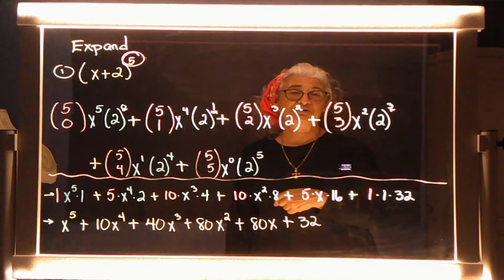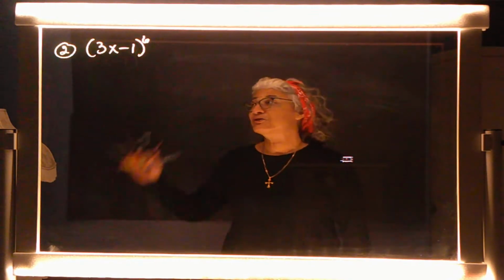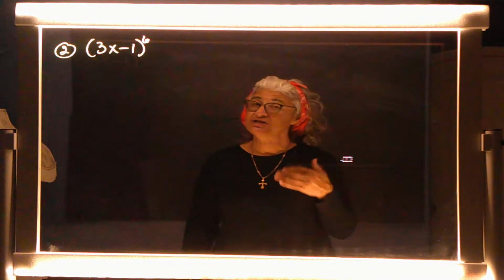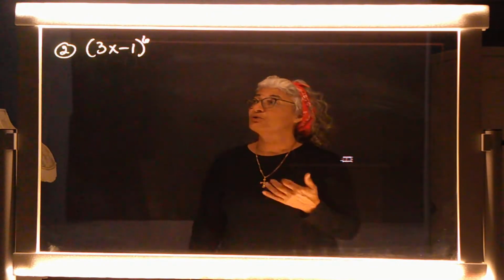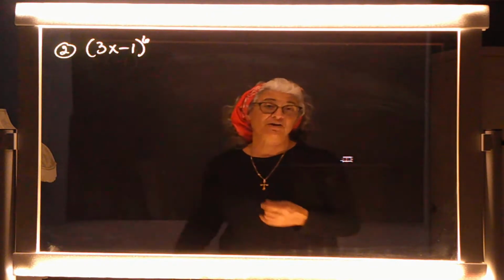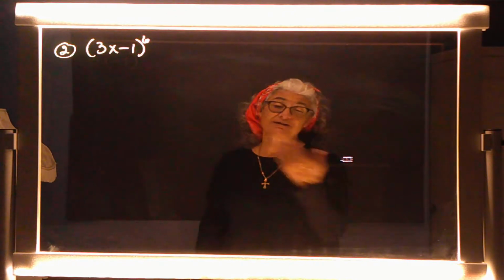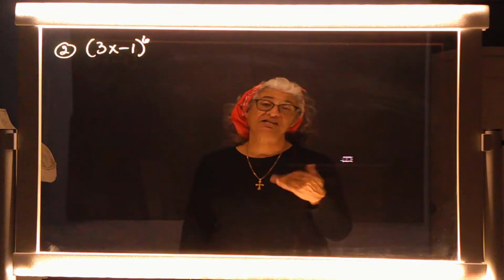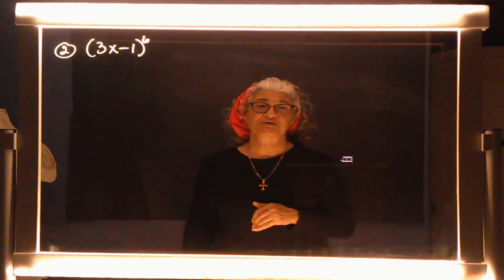I'll be right back with another example. Let's look at the second problem. So the directions still say to expand. So now I've got to take this binomial to the power of 6. So you can write that out 6 times if you like. I ain't going to do it. I'm going to go straight to the binomial theorem.